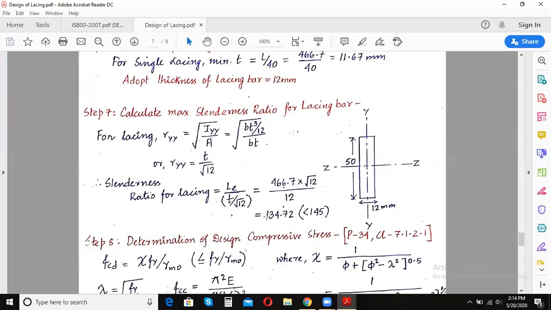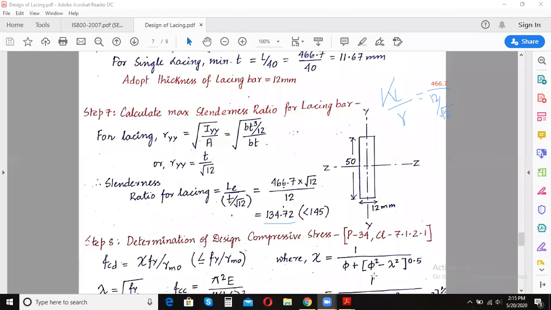So this is how we were getting the slenderness ratio, that is KL by R. KL by R is equal to how much? KL is 466.7, divided by how much is R? R is nothing but 12 divided by root 12. I'll better write it down. So if you calculate it, this is the value 134.72. This is the value which is equal to KL by R, right?